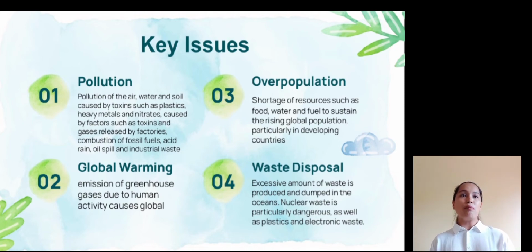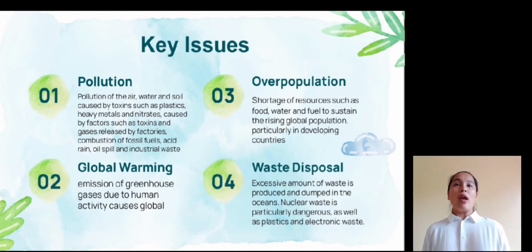And here are the key issues. Number 1, pollution, also called environmental pollution. The addition of any substance, solid, liquid, or gas, or any form of energy such as heat, sound, or radioactivity to the environment at a rate faster than it can be dispersed, diluted, decomposed, recycled, or stored in some harmless form. Pollution of the air, water, and soil is caused by toxins such as plastics, heavy metals, and nitrates, caused by factors such as toxins and gases released by factories, combustion of fossil fuels, acid rain, oil spills, and industrial waste. All these kinds of pollution can have negative effects on the environment and wildlife and often impact human health and well-being.